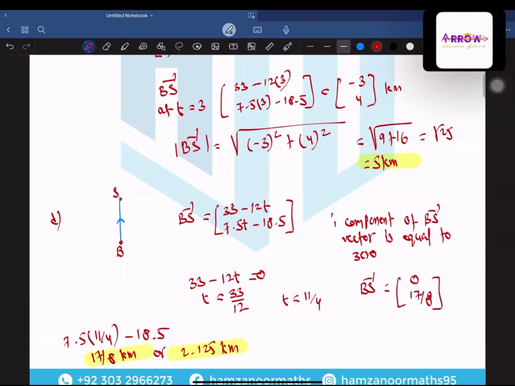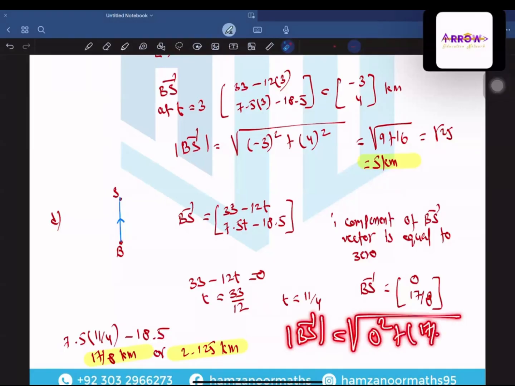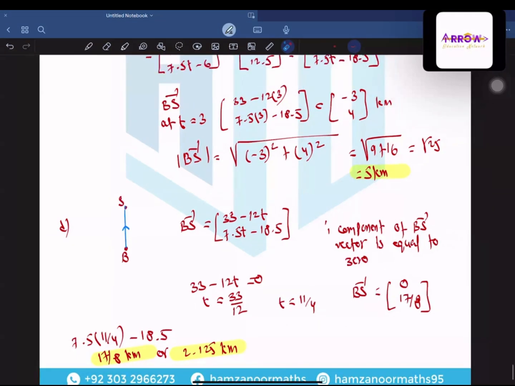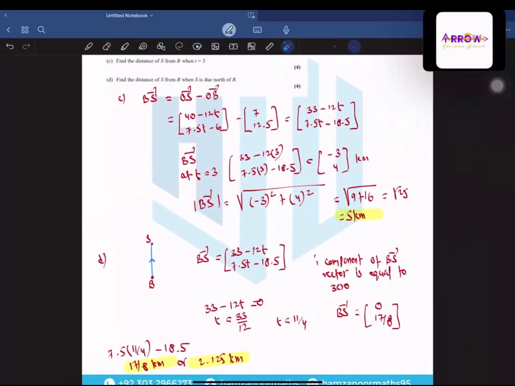So you don't need to perform this very basic step of finding the magnitude of the BS vector like this: under root of 0 squared plus 17 over 8 squared, then the under root and square will cancel out and 17 over 8 will be your answer. This is not required. Okay, this thing is enough. It would be sufficient, as you already know that the ship is due north of B. So you just need to communicate the whole scenario to the examiner: what is the meaning of finding the distance of the ship from B when the ship is due north of B? You have already explained this enough.